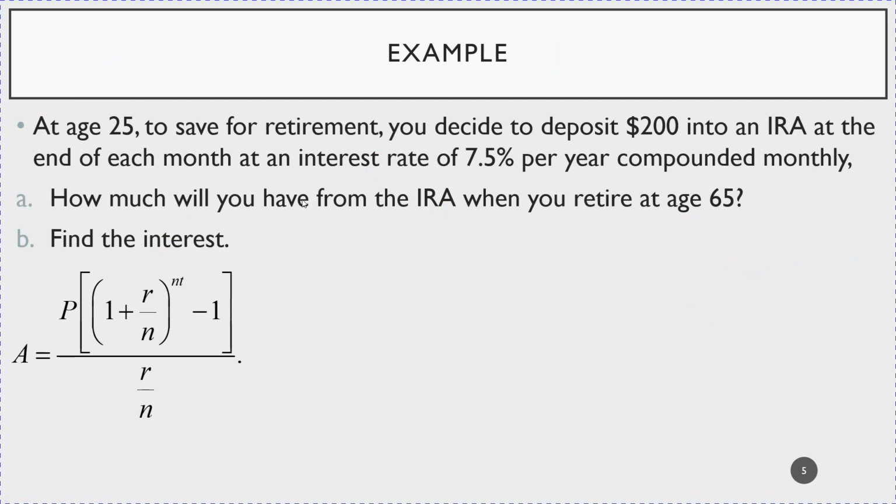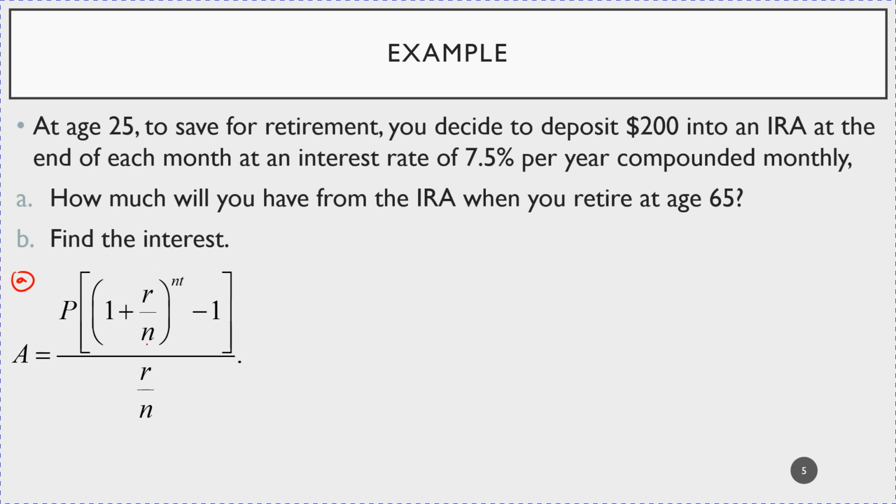At age 25, to save for retirement, you decide to deposit $200 into an IRA at the end of each month at an interest rate of 7.5% per year, compounded monthly. Part A: how much will you have from the IRA when you retire at age 65? Part B: next, find the interest. We're going to do A first.